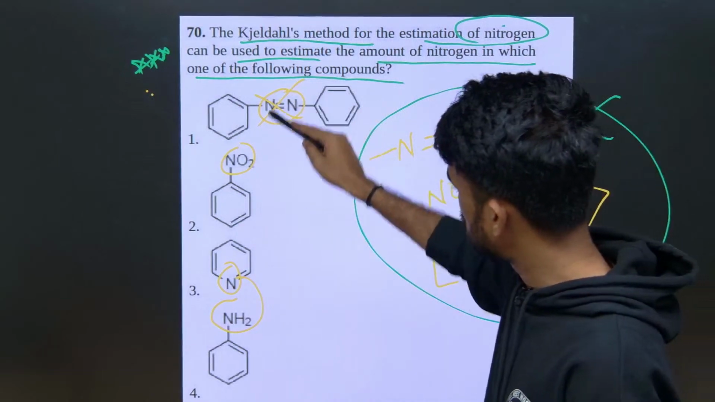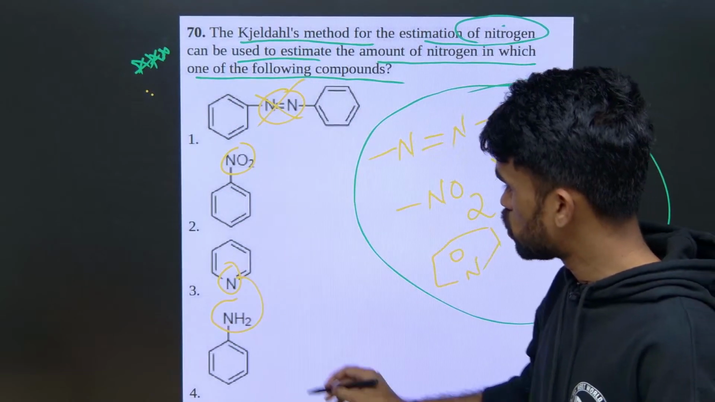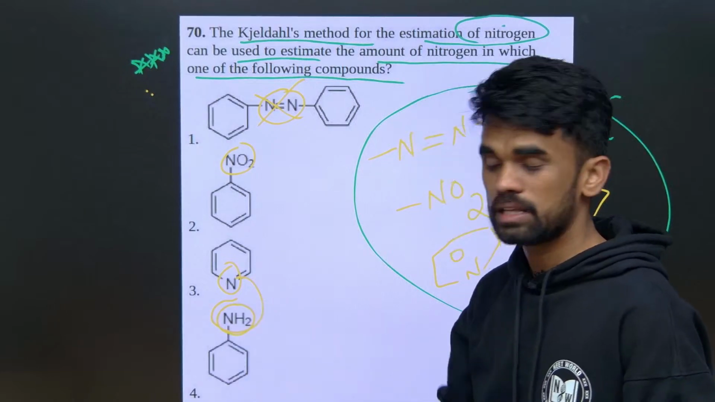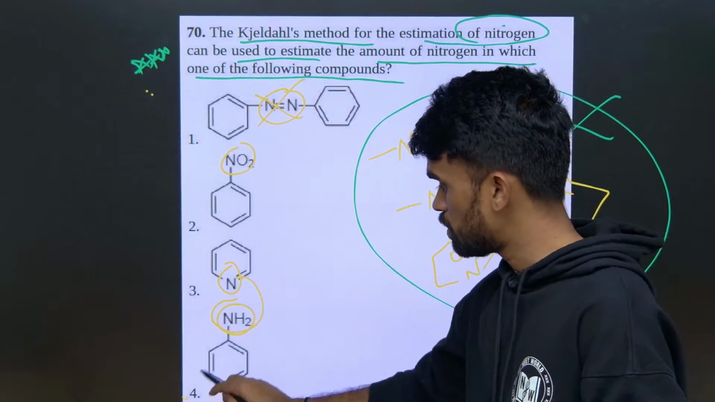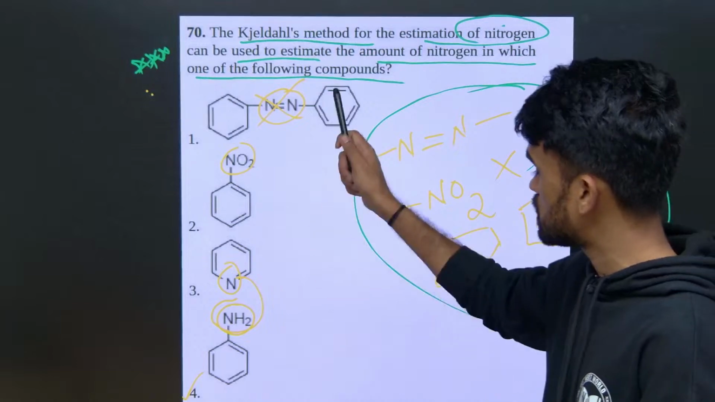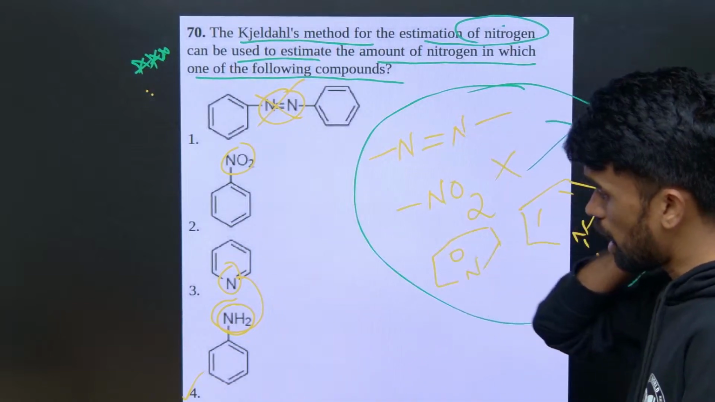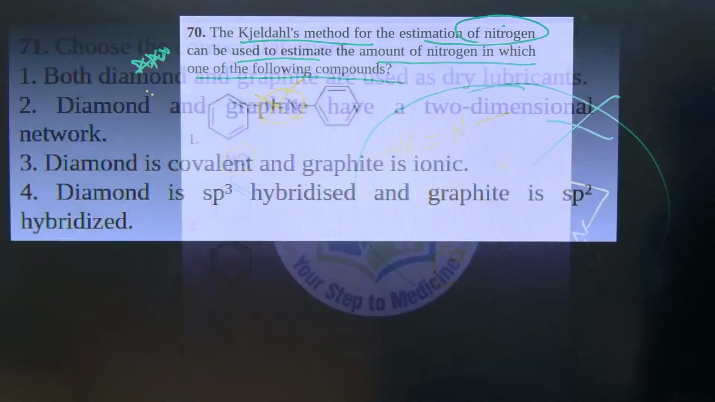So the first three we won't be able to find. Nitrogen should be placed freely, so that it can be estimated only in the fourth option. Okay, I hope it is clear without any confusions.